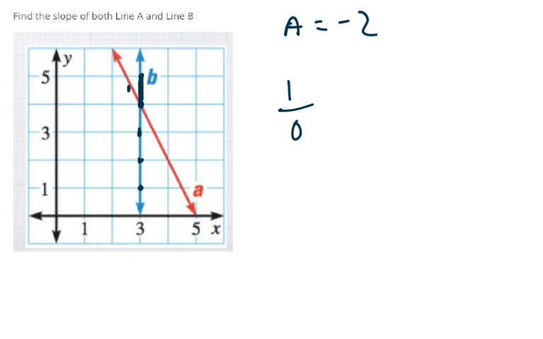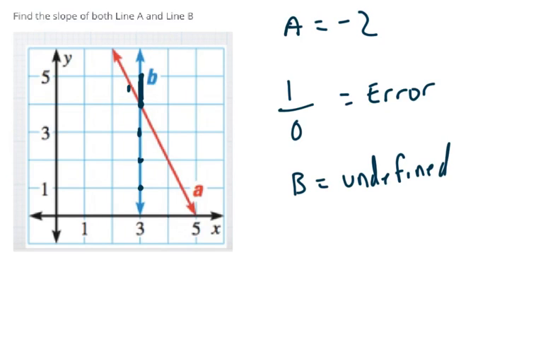We're not going left or right at all. So if I were to take my calculator and do 1 divided by 0, that would give me an error. So 1 divided by 0 equals an error. All right, so instead of saying error, we can't say error. Our slope for B is going to be undefined. So that's our slope, undefined.